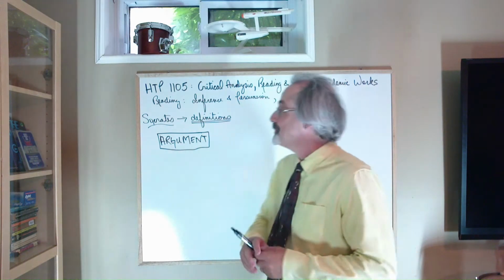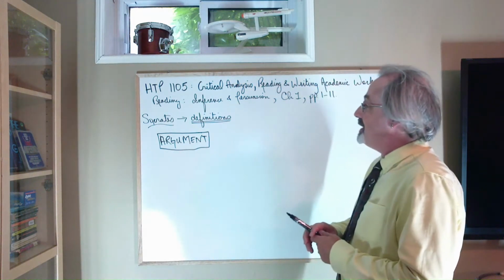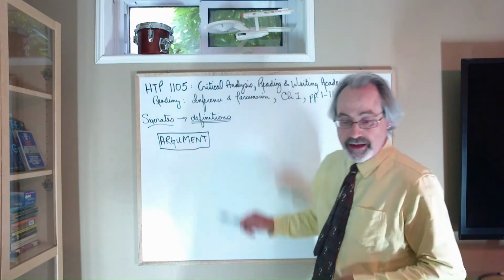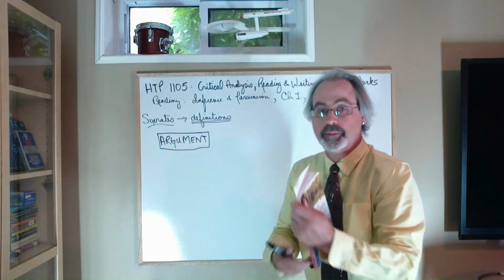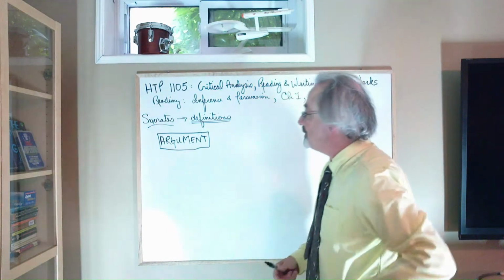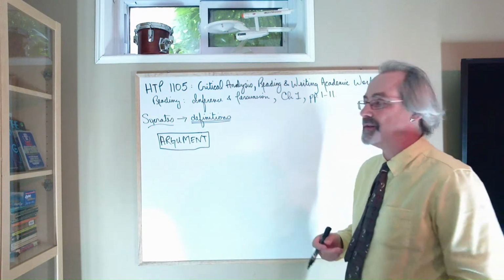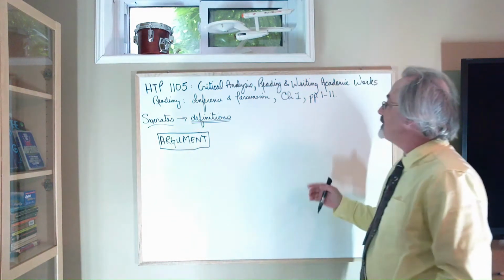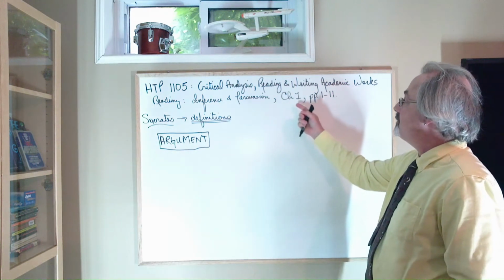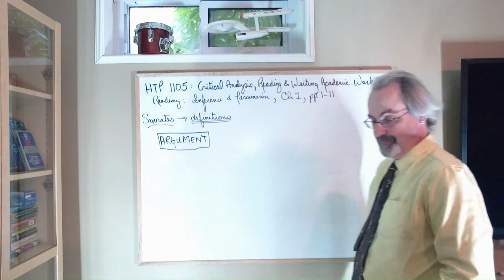Today's lecture is going to be out of the book Inference and Persuasion. Book that looks like so, but you didn't have to purchase it. Have a look at the links page that I put up on Brightspace, and you can find the section that I wanted you to read for this lecture, chapter 1, pages 1 to 11.